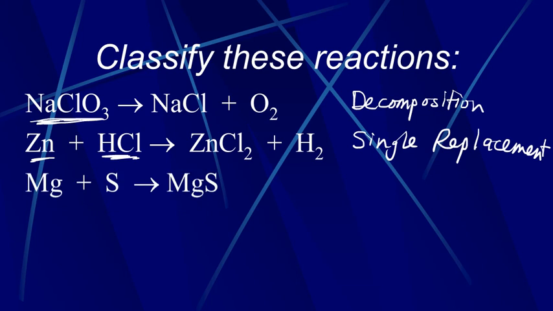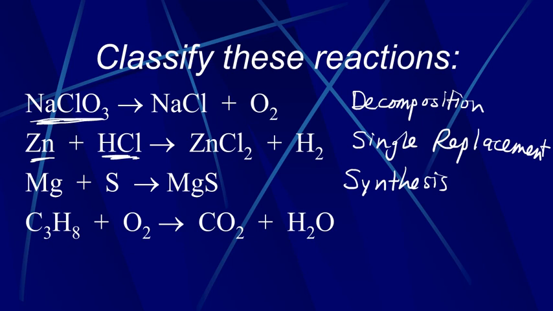Here's another example. Magnesium and sulfur creating magnesium sulfide. Well, we have two elements combining into one compound, so that's called synthesis. So we have a synthesis reaction. Here's another one. C3H8, I think we said that was called propane, and it's reacting with oxygen to make carbon dioxide and water. Do you remember what type of reaction that is? I hope you said combustion. Remember, in a combustion reaction, the products are always the same, carbon dioxide and water.